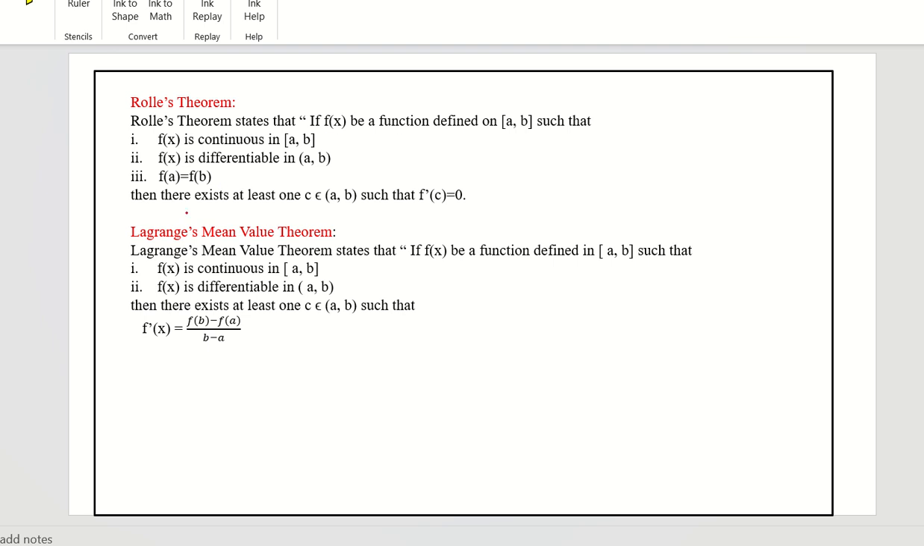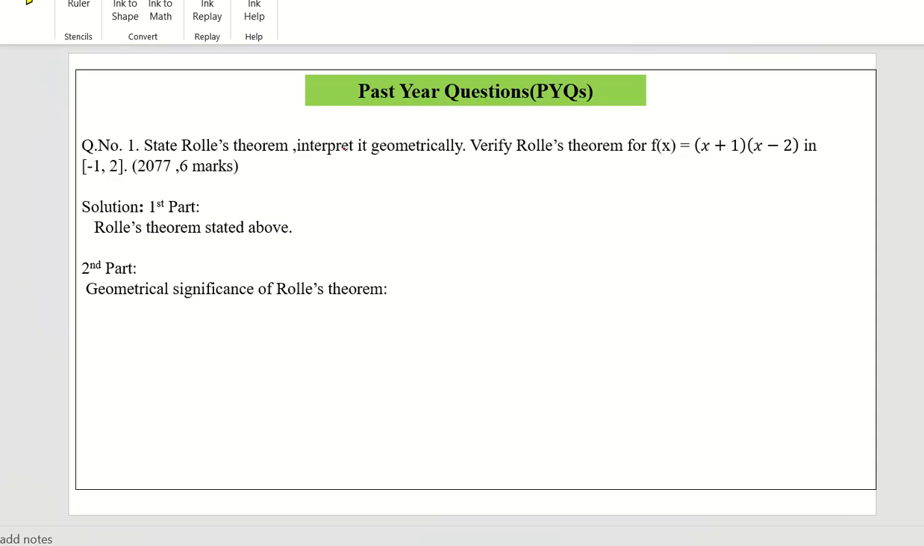If these three conditions are satisfied, then there exists at least one real value c in the open interval such that the derivative of the function at x equals c becomes 0. This is the statement of Rolle's theorem. Another is the Lagrange mean value theorem. These two theorems are very, very important from the examination point of view in the NEB board. And another part is the interpretation of Rolle's theorem.